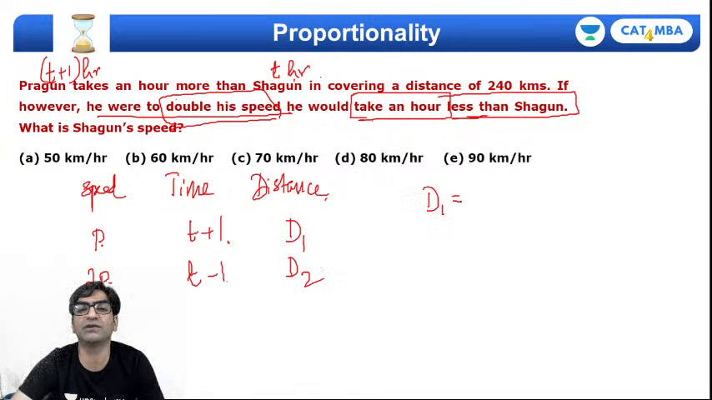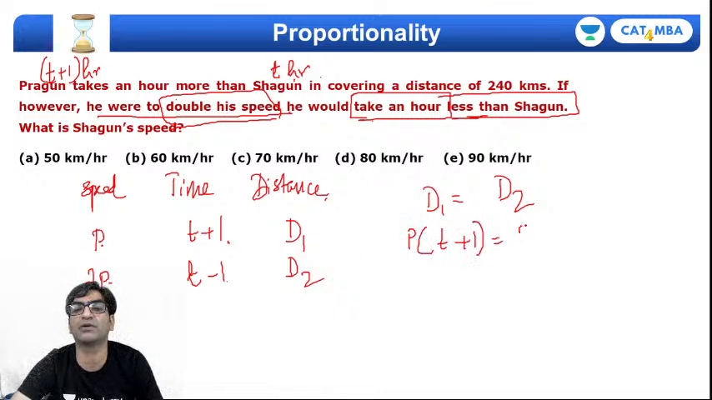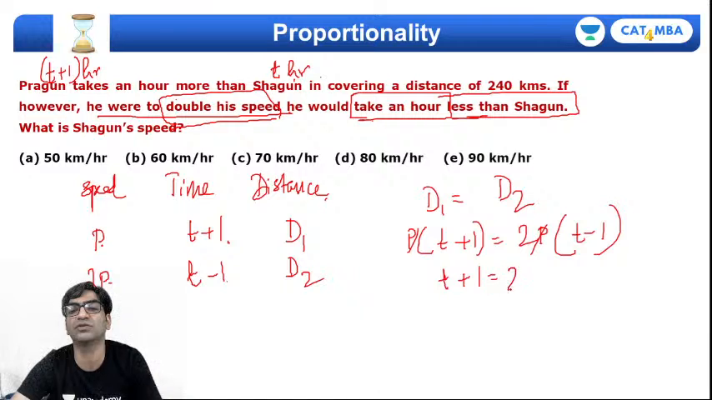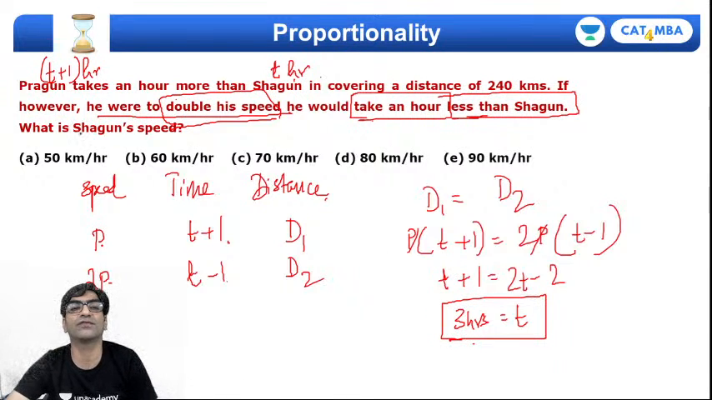So if d1 is equal to d2, then distance is speed into time. Pragun's speed p into t plus 1 will be double Pragun's speed into t minus 1. So the p and p will cancel. The equation becomes t plus 1 is equal to 2t minus 2, which means t comes to 3 hours. So Shagun takes 3 hours. What is the question asking? Find Shagun's speed. Shagun takes 3 hours, so Shagun's speed is 240 by 3, which is 80 kilometers per hour. Option D.